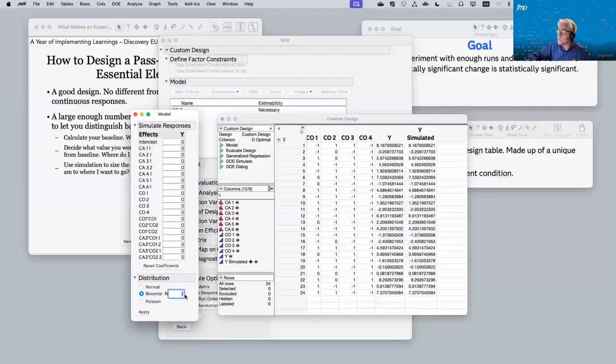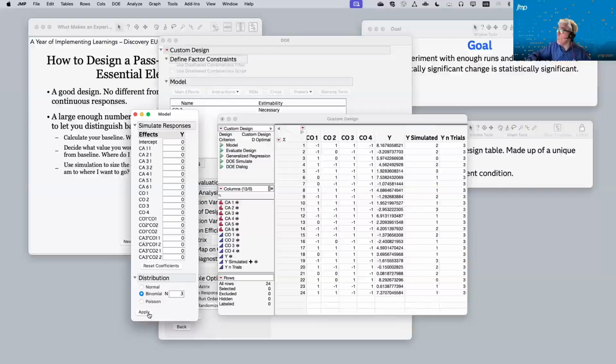Again, I'll be consistent with what Christian did. Let's say we do 3 trials. I'm going to click apply, and you'll notice that when I click apply, it generates 2 different columns for me. One of these columns is a formula column, and we're going to dive more deeply into that formula column in a bit to see how I set that up to do my simulation. Another is a fixed column that just gives me the number of trials.